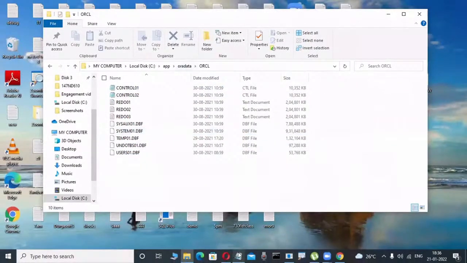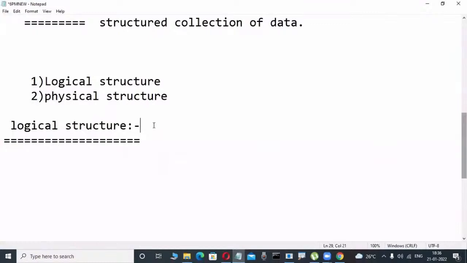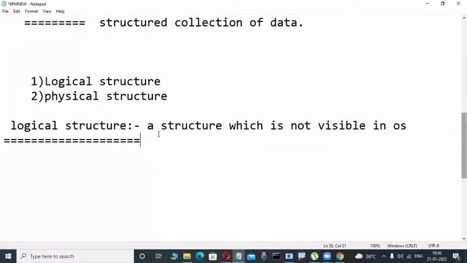That's why, what a logical structure means, don't write it: a structure, a database structure, don't worry, a structure which is not visible in the operating system, in OS, is called logical structure, logical structure of the database.